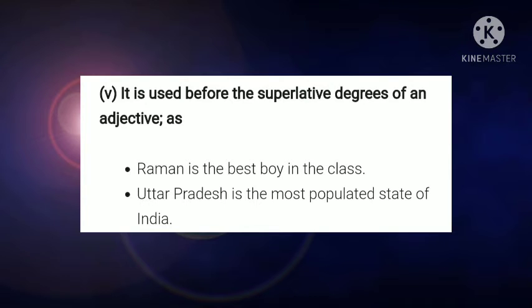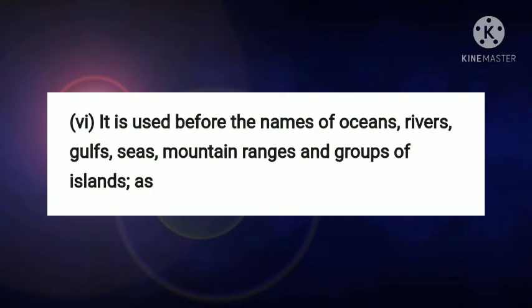See the next condition. It is used before the names of directions. Already I told you, before the directions we are using the. And then it is used before the names of oceans, rivers, gulfs, seas, mountain ranges, and groups of islands. For example, the Indian Ocean is a very big ocean in the world. So in this sentence, when you refer to the ocean, the Indian Ocean, before that you have to add the article the. Then only it will make complete sense.